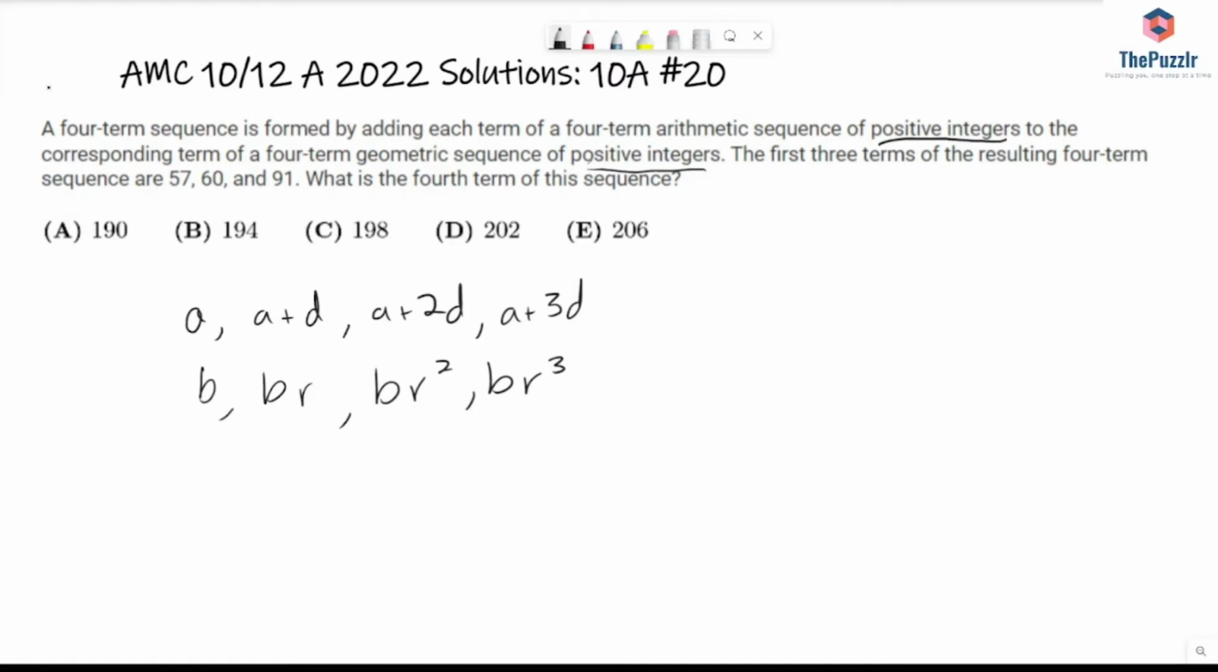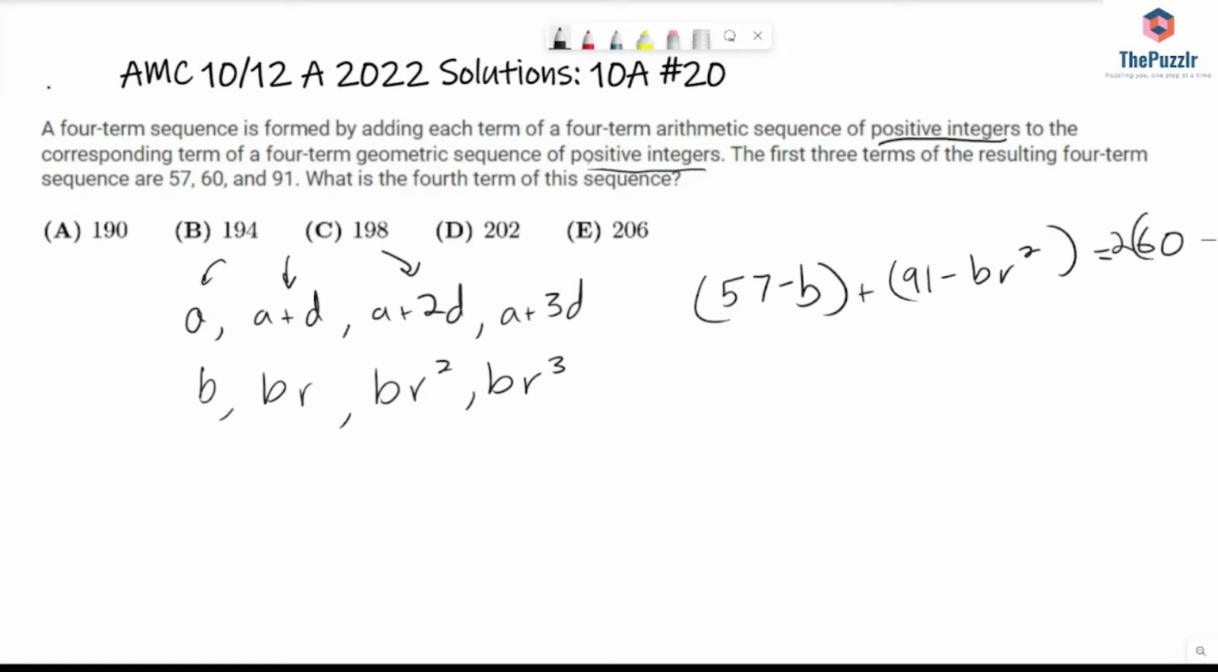Okay, so now remember that if we add up this term and this term, that's going to equal 2 times the middle term since it's an arithmetic sequence. So we have that 57 minus b plus 91 minus br squared equals 60 minus br, times 2.